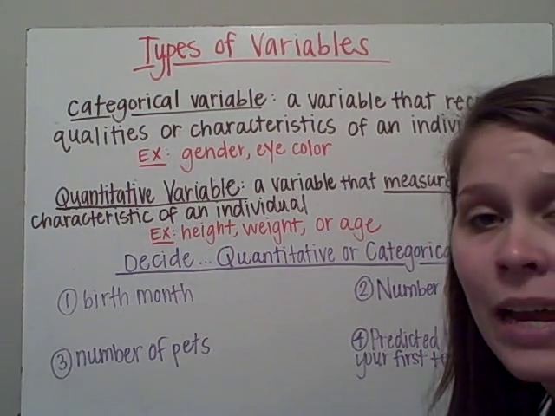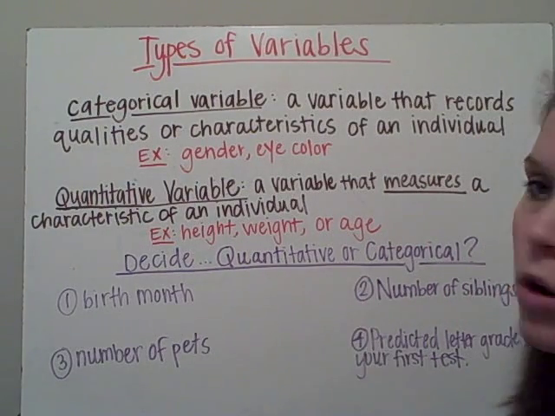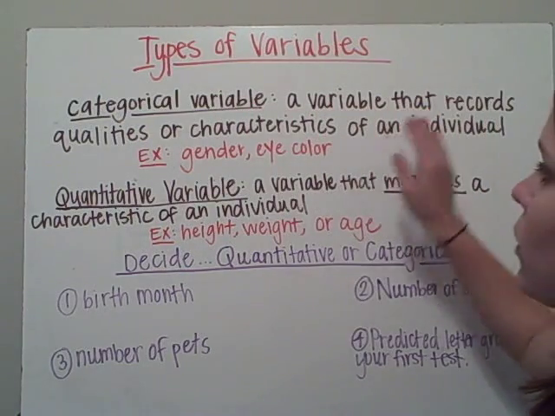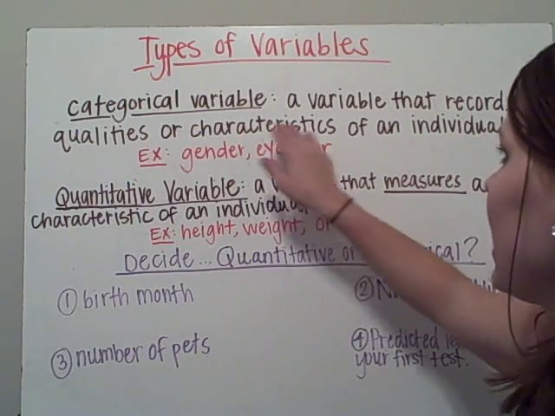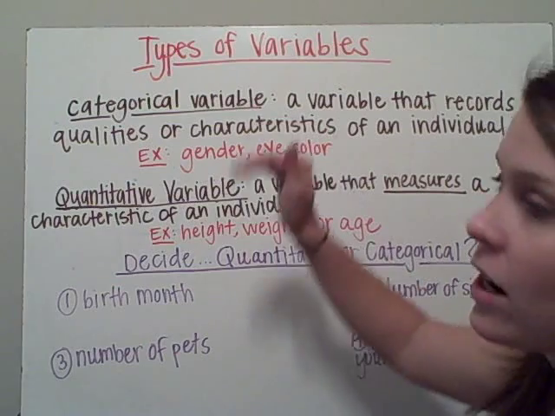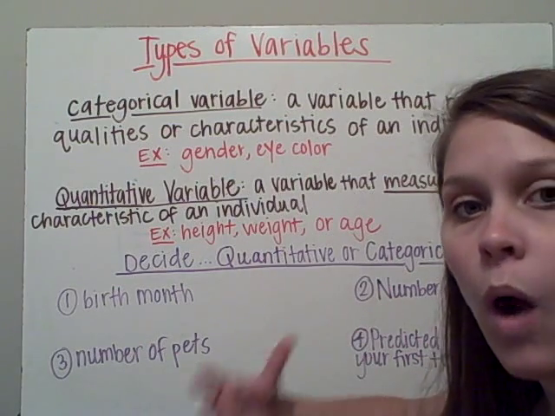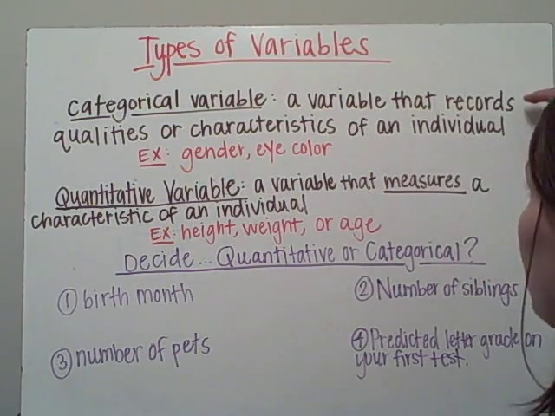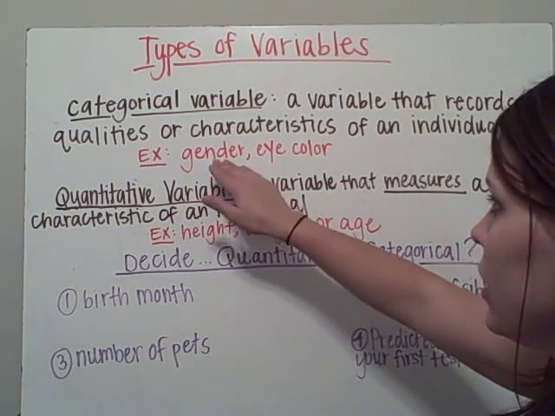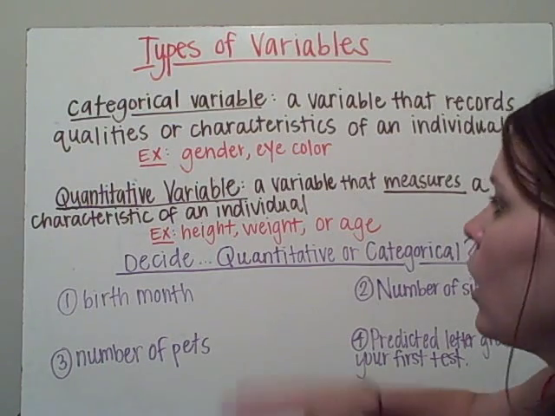Now there are two types of variables, categorical and quantitative. Categorical is a variable that records qualities or characteristics of an individual. So your categorical, which is also called qualitative, is recording qualities or characteristics. So for example, gender or eye color.